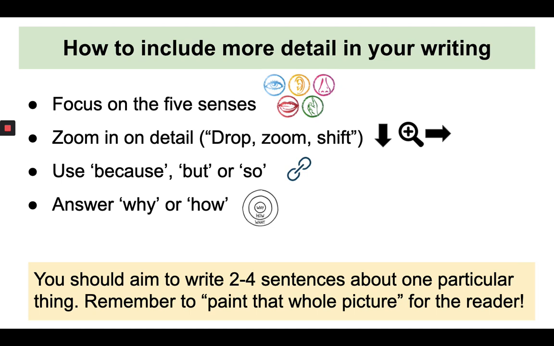I could zoom in on perhaps a bird in the tree chirping away, or a squirrel trying to find some seeds. And then I could shift my focus perhaps to the bees buzzing around, or a cat tromping through the grass. Okay, so drop, zoom, shift is a really easy way to build up that detail as well. And using because or but or so or any other connective in your writing as well.